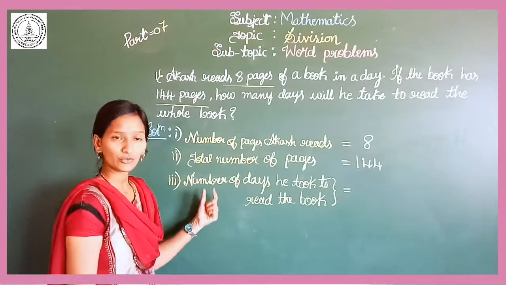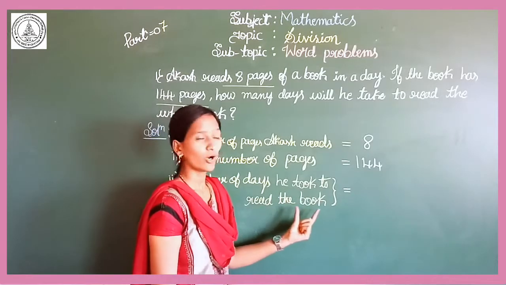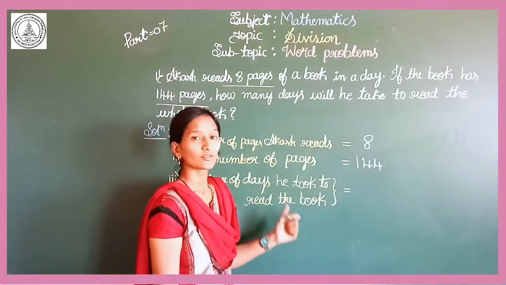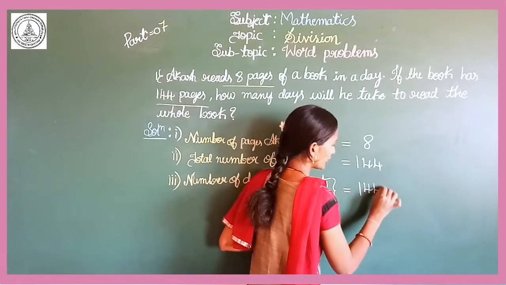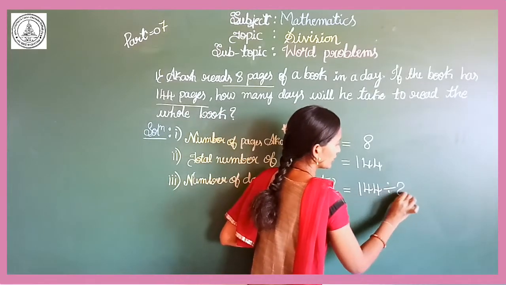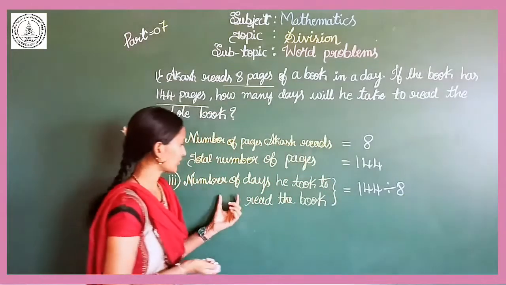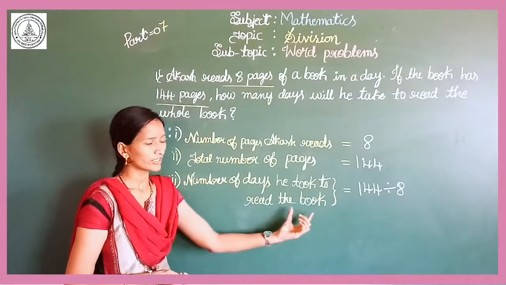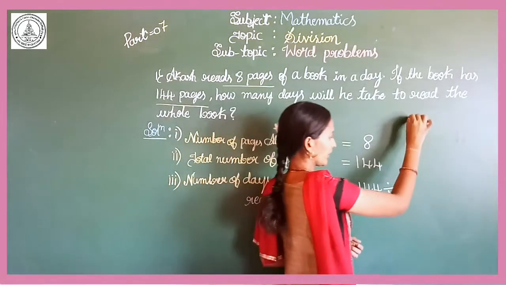The next, you have to find out the number of days he took to read the whole book. So it means here you have to divide the number 144 by 8. Then you get the number of days he took to read the complete book. See, I will solve this problem here.